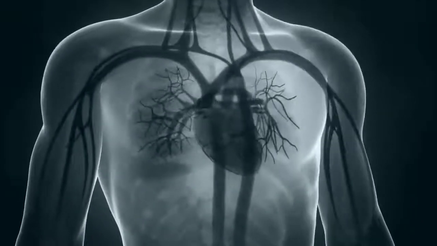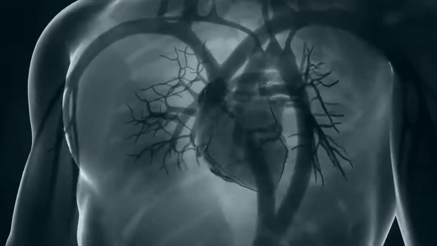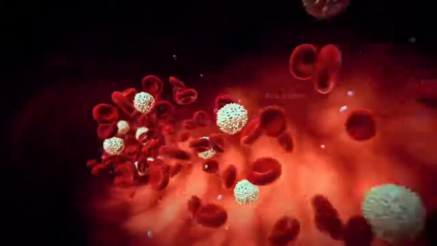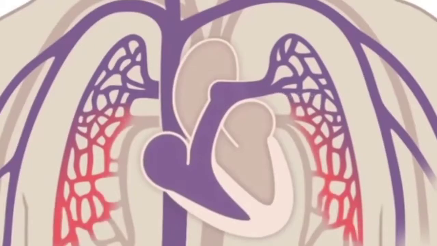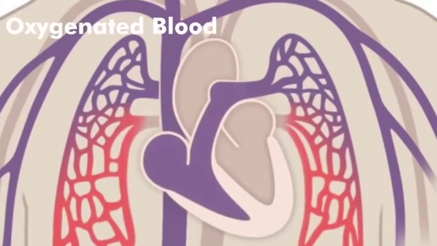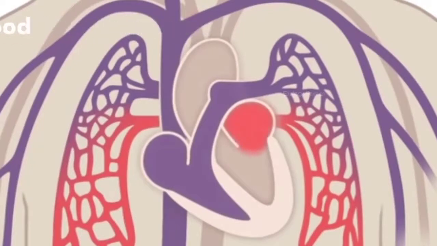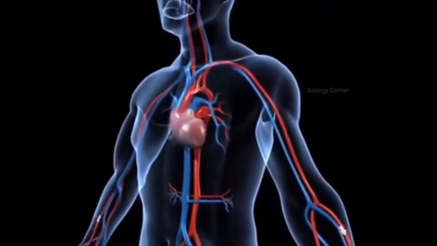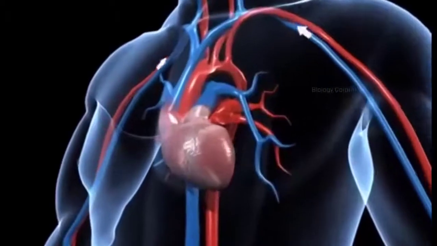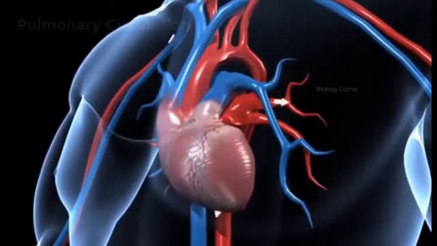Our heart pumps deoxygenated blood to our lungs. The blood vessels that carry blood away from the heart are called arteries, and blood travels through the pulmonary artery to the lungs. Our lungs add oxygen from the air to the blood, and this blood is called oxygenated blood. This oxygenated blood is sent back to the heart. The blood vessels that carry blood to the heart are called veins. Oxygenated blood from the lungs is brought back to the heart through the pulmonary vein. The whole circulation in which deoxygenated blood is carried to the lungs and then oxygenated blood is brought back to the heart is called pulmonary circulation.